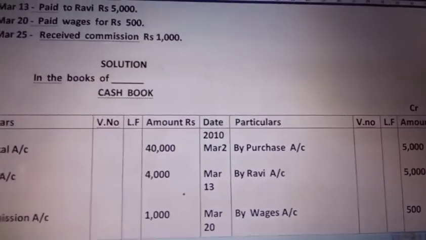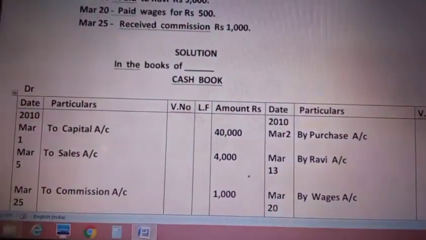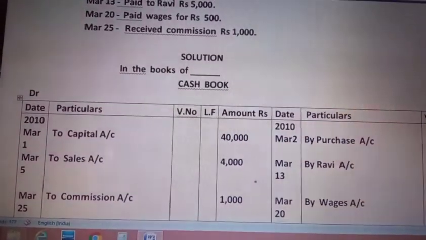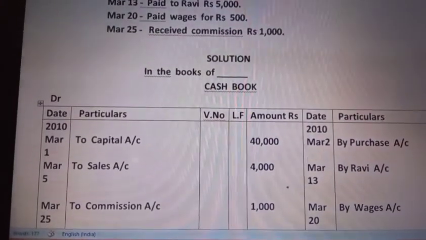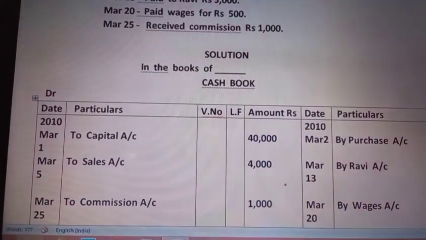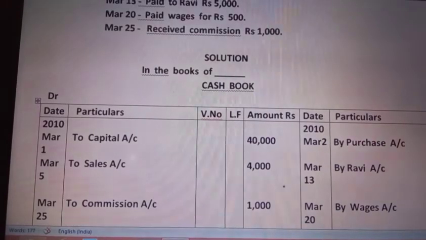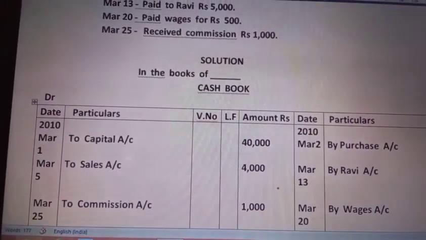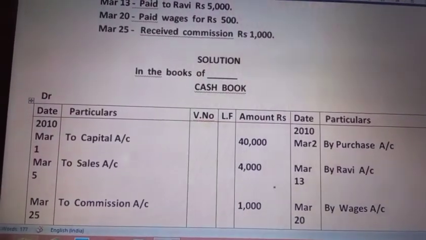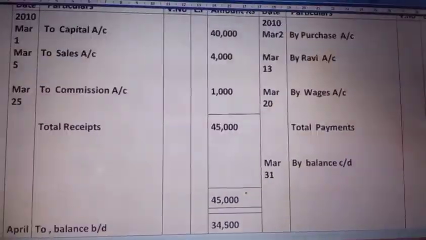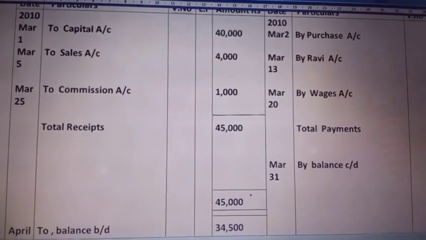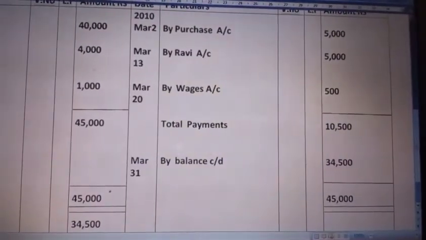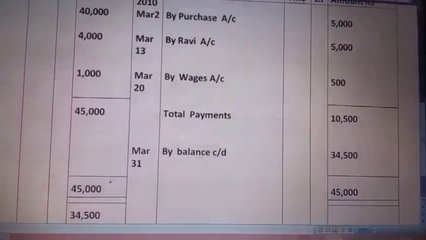Okay, then we have March 25th, and the transaction is received commission rupees 1,000. So it is an increase in income, so that is why it will be recorded in the debit side of cash book. So to commission account rupees 1,000. Okay, now the balancing of ledger account for cash you all must be knowing, so we will just simply follow that rule. Now we will just sum up the debit side and we write it as total receipts 45,000, and in the credit side we write it as total payments 10,500.